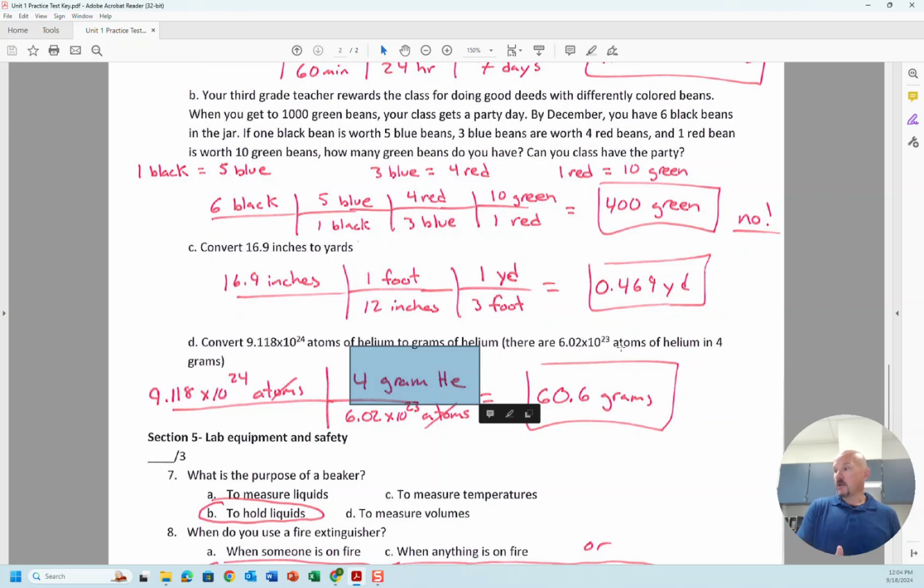To go from particles to moles, we divide by Avogadro's number, so we're taking our particles and dividing by Avogadro's number. But then to go from moles to grams, we multiply by the molar mass. And that's what we're doing with the molar mass on top here. Okay, so atoms will cancel out and you'll be left with grams of helium, or you can just say grams.